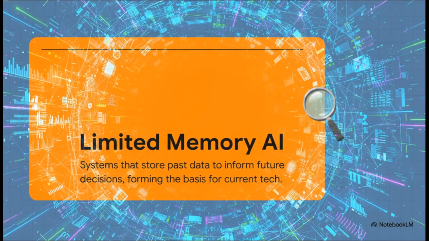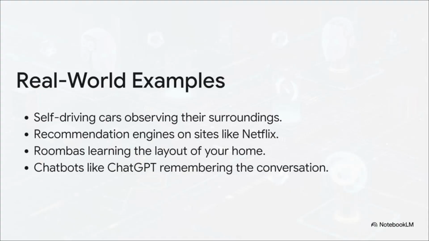Okay, so moving on, we have limited memory AI. And this is where we are right now. This is the technology that has completely exploded into our daily lives. The big difference is that, unlike those reactive machines, these systems can look into the immediate past to make better decisions in the present. And you see this everywhere.